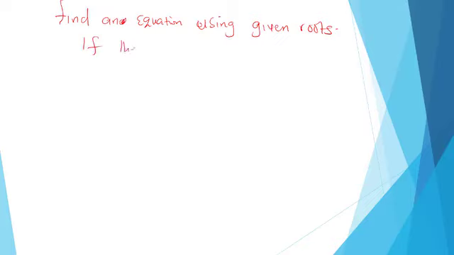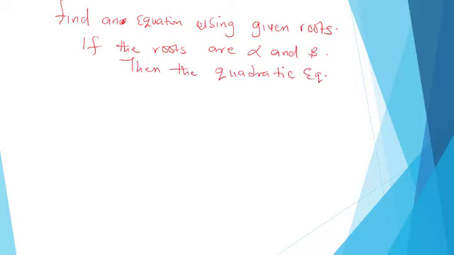Now when we have finding an equation using given roots, if the roots are alpha and beta, then the quadratic becomes x squared minus alpha plus beta x plus alpha beta, the constant, equals 0.